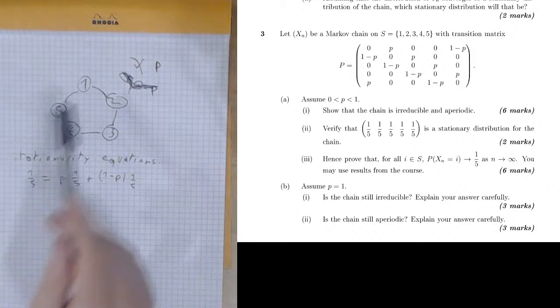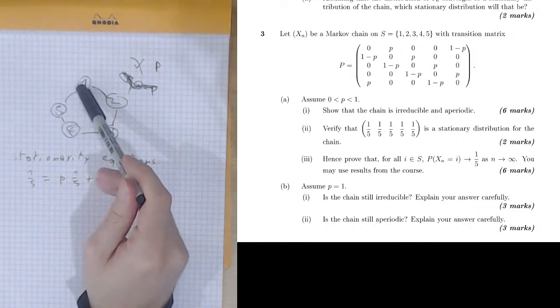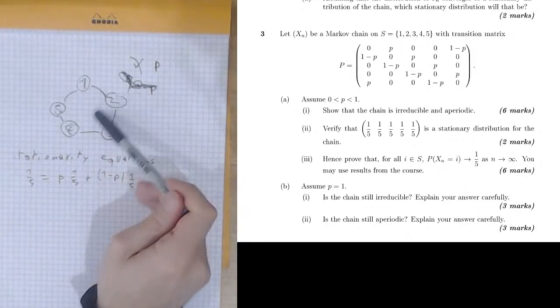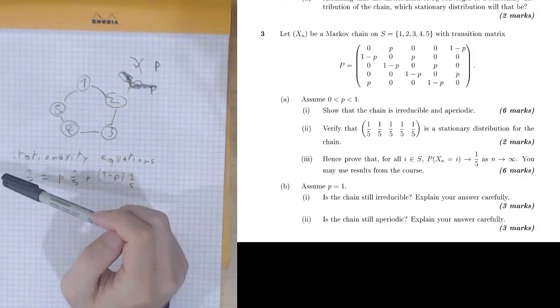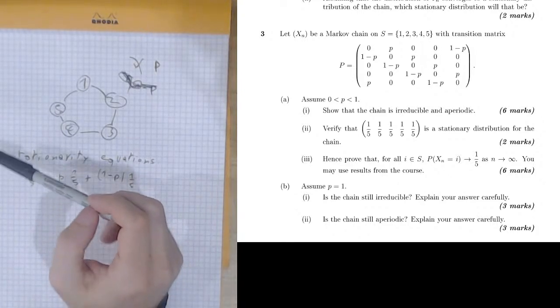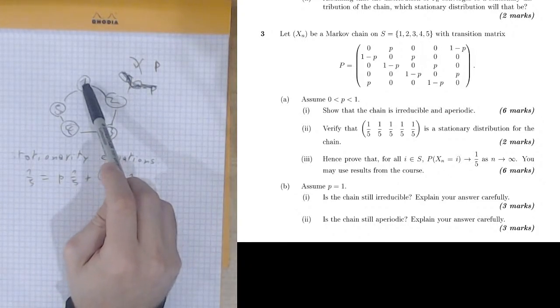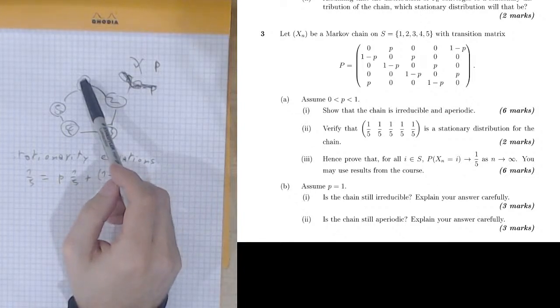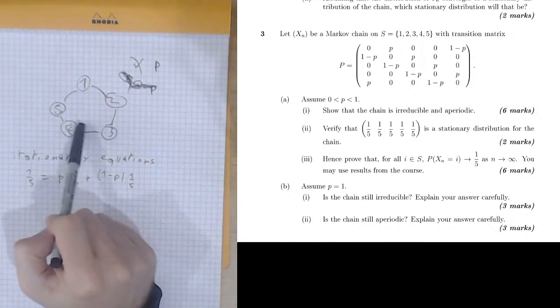Yes, I can still make this cycle, so I can go from anyone to anyone. Is the chain still aperiodic? No, because now if I start at 1 and want to return to 1, the only way I can do this is by doing this cycle.